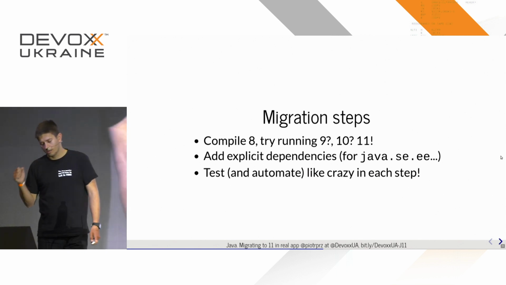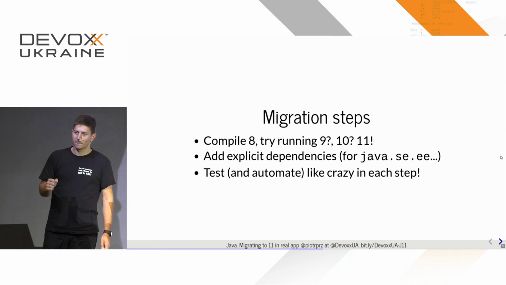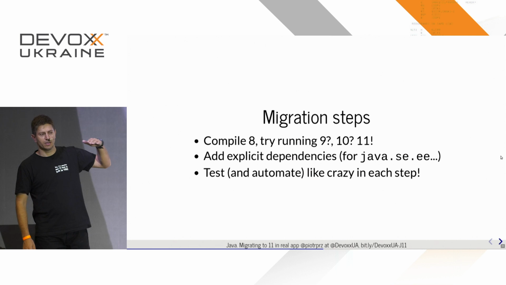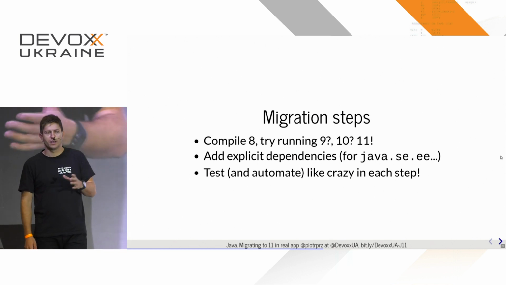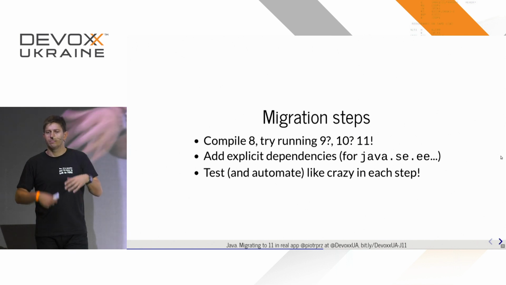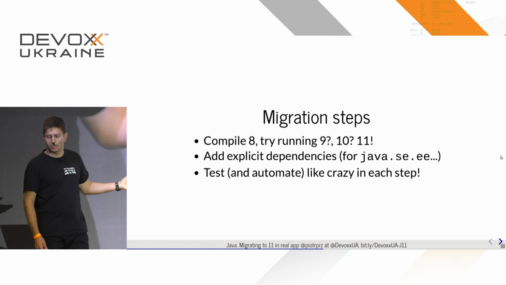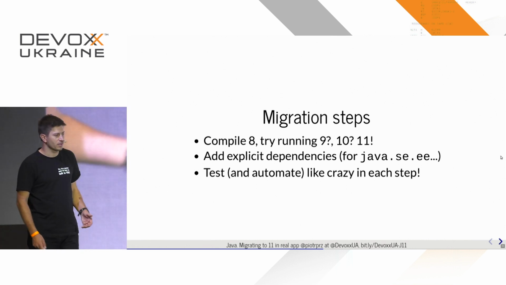And then, this is really important, guys: test and automate everything like crazy in each step. Especially if you're going to upgrade with every major version, or even not every major version, but we're going to have LTS every 3 years. So repeating these tests over and over might be stupid, right? So maybe it's finally a good argument to automate these tests and to see if everything is performing as it should.